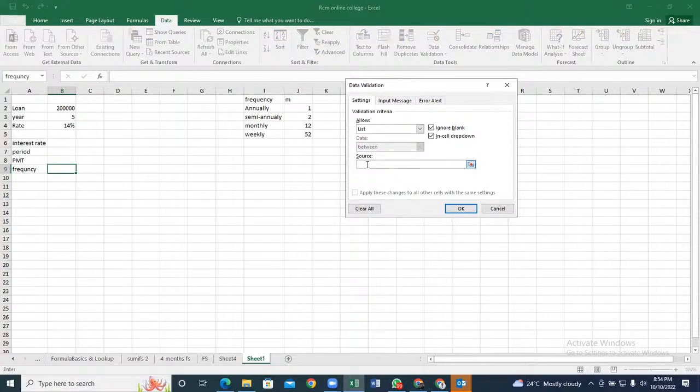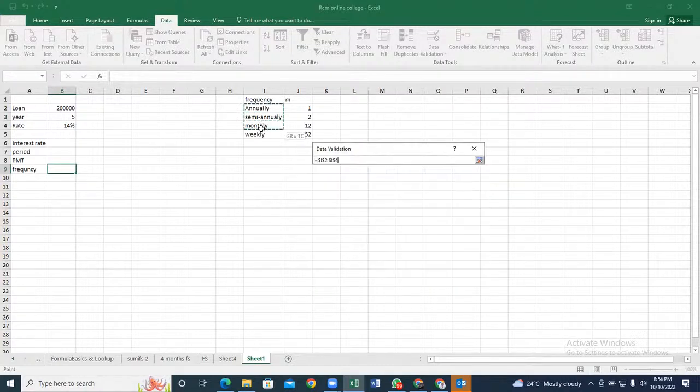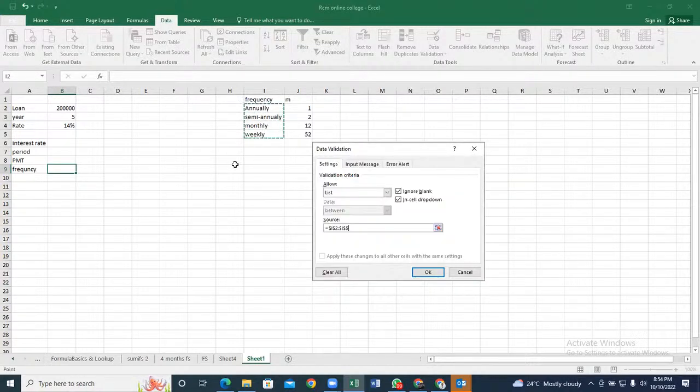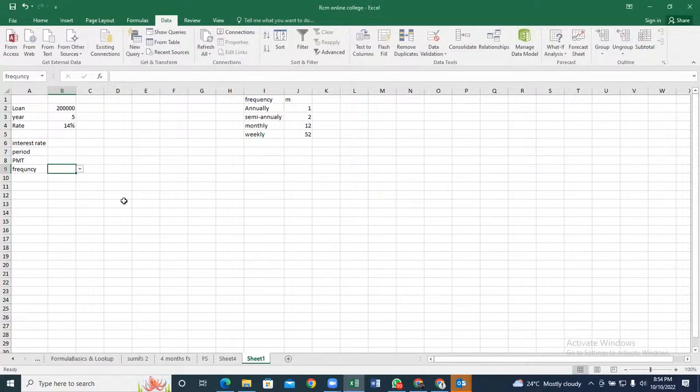We now move to source. So which list do we need? We want to bring these items to be in our list, the frequencies. So highlight them, then you say, okay. If you do that, you will be able to see this drop-down list having the 4 names which you selected, that is annually through weekly. So these are the items that we have in our list.